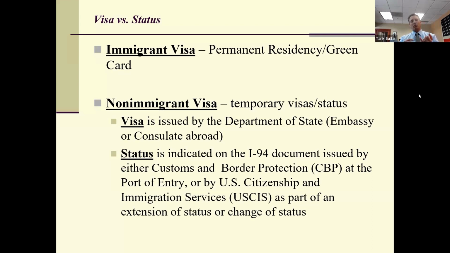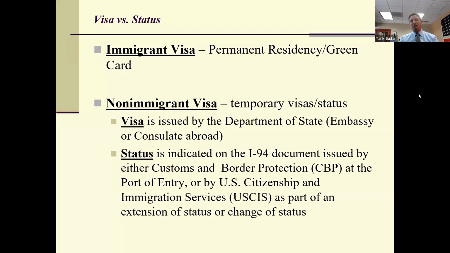And the I-94 will show the date you entered, the status that you're here, which identifies what you're allowed to do while you're in the United States. That status is usually one of these letters, from the letter A down to the letter V. We have A visas down to V visas right now. And then the expiration date, the date that you must leave by.